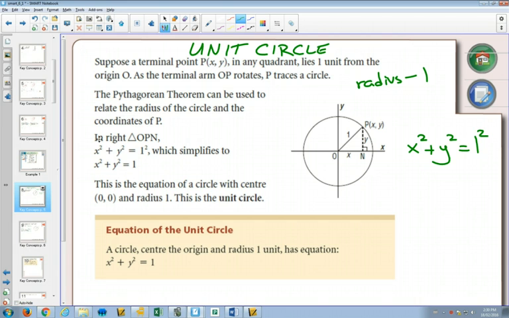So there's different circles with different sizes, but for the unit circle, when it has a radius of 1, that's the equation of the circle.